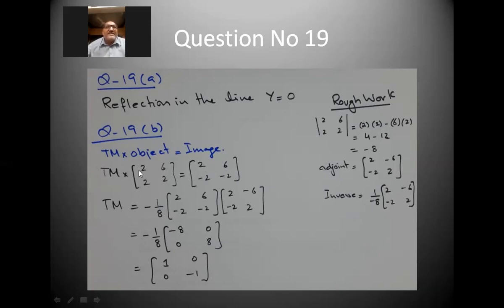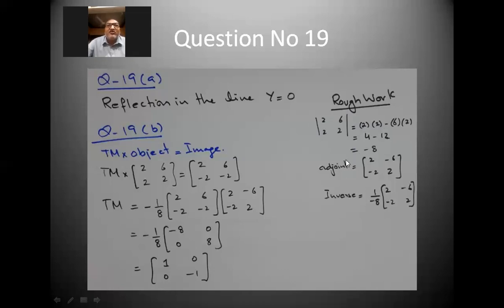So I will take this matrix to the other side. When this goes to the other side, it will become the inverse of this matrix. I hope you understand how to find the inverse; I have shown it in the rough work. First of all, I need to find the determinant. These two will be multiplied, 2 × 2, that's 4. These two will multiply with each other, that's 12. And I have to write a negative between them. I hope you understand how to find the inverse of a 2 × 2 matrix. So -8 is the determinant.